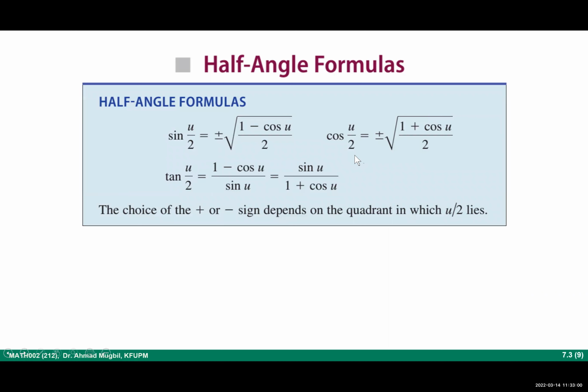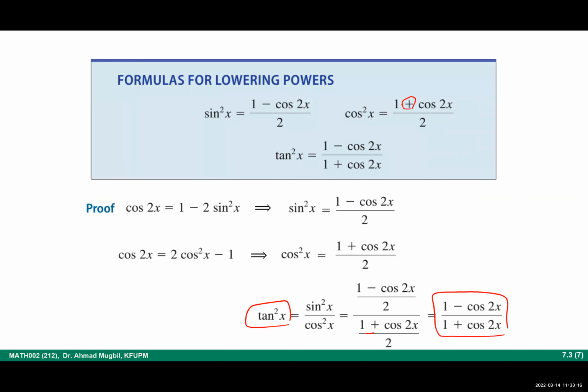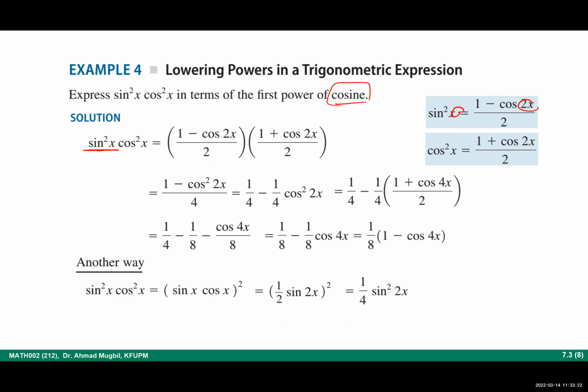The third part of this section is about the half angle formulas. And again, don't worry. You don't need to memorize them alone. You can obtain them from the double angle formula or from the lowering power formulas. We can call them formulas for lowering powers. We can obtain them from there. How?